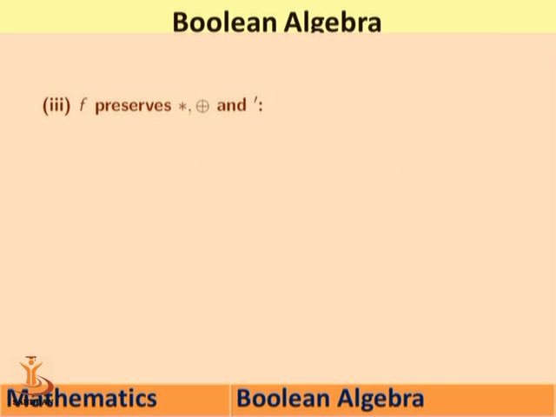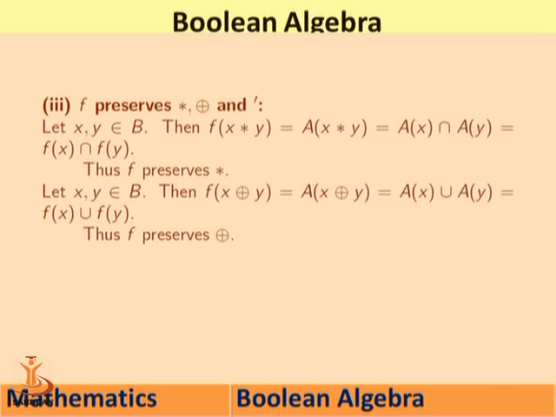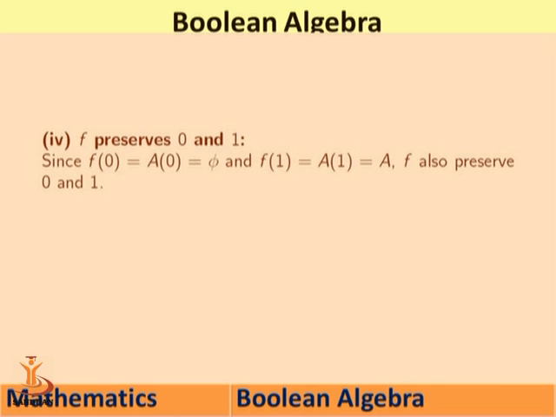Now f preserves star, ring sum and dash. For x, y belonging to B, f of x star y is equal to A of x star y, which is A of x intersection A of y, which is f of x intersection f of y, therefore f preserves star by the earlier result. Similarly we have f preserves ring sum, and by using the earlier result again we can prove that f preserves complement. Now finally f preserves 0 and 1, that means f of 0 is equal to phi, and f of 1 is equal to A of 1 is equal to A. That means f also preserves 0 and 1.